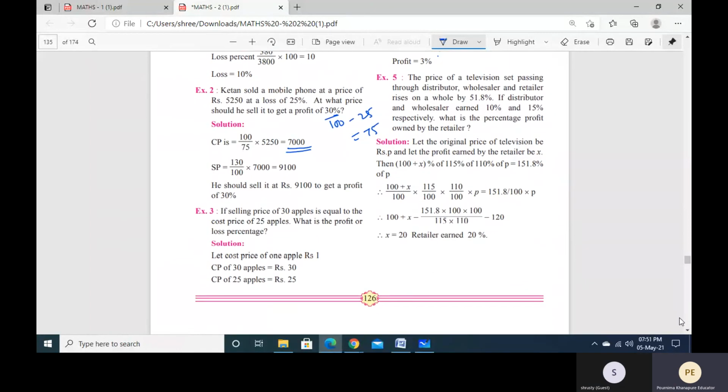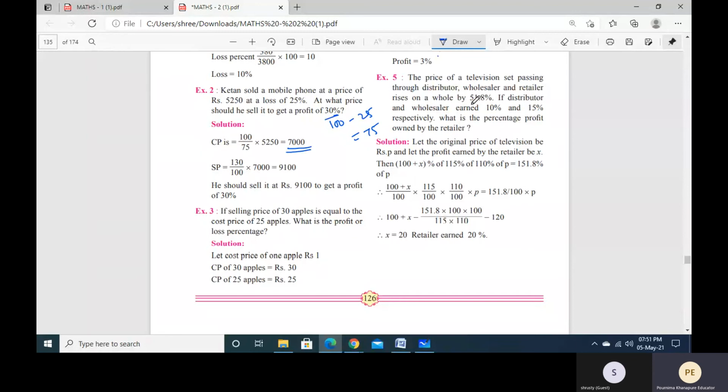Then the price of a television set passing through distributor, wholesale and retailer rises to a whole by 51.8%. That means when the television set is passing through, the distributor will add some percent of the money to the cost price of the television, right? When it goes to the wholesaler, he again adds something over there, like 5%, 2%, 3%. Then it goes to the retailer. Retailer again adds some percentage on that, and after doing all this addition of percentages, whatever the answer comes out to be, that is the selling price of the TV now.